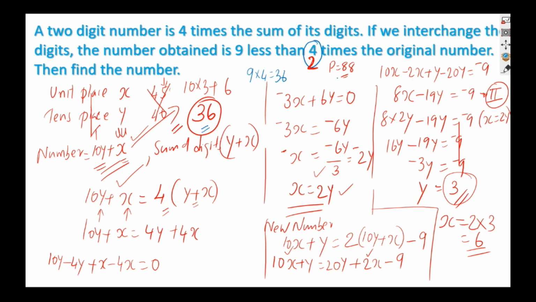If we interchange the digits, 36 will become 63. The number obtained is 9 less than 2 times the original number. Okay. The original number is this. Its 2 times will be 72 minus 9. Oh, 63. Correct. So that's why I did a correction here. Okay. So 63 obtained. So that means our answer is correct.